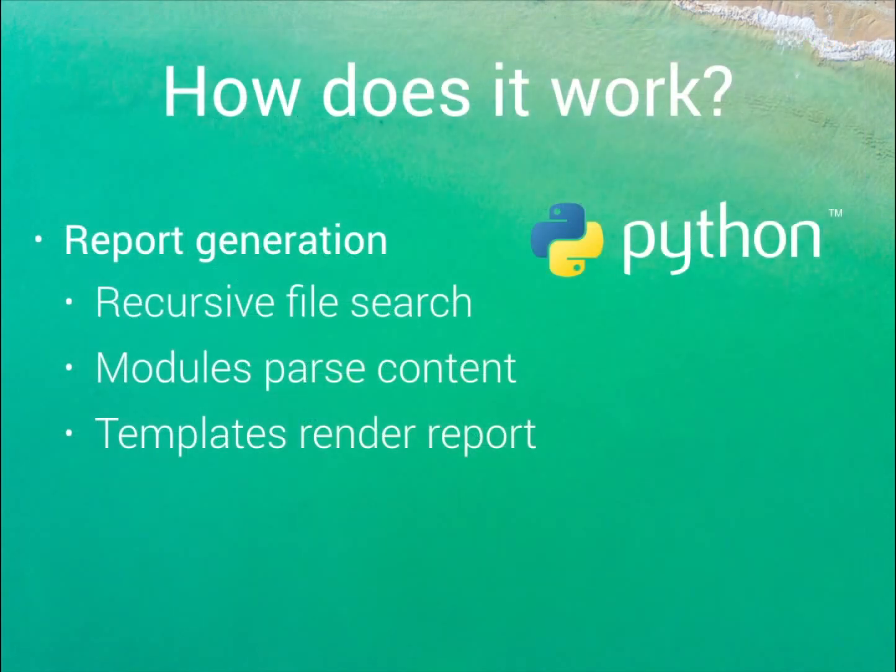MultiQC is written in Python, and when you generate a report, it recursively searches through all of the files on the path or paths that you give to it. Each tool that it supports, each bioinformatics tool, the code for that is contained within a module. So each of those MultiQC modules parses the content from those log files. And then MultiQC templates take that information and render the HTML report which MultiQC produces.